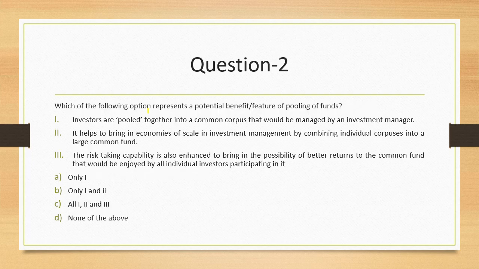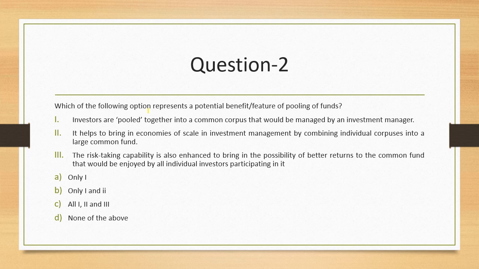The question 2 is, which of the following options represents a potential benefit feature of pooling of funds? So when funds are pooled by an investment manager in alternative investment fund, what features or what benefits do they demonstrate? So investors are pooled together into a common corpus that would be managed by an investment manager. This is what precisely happens in case of investment management by alternative investment fund managers.